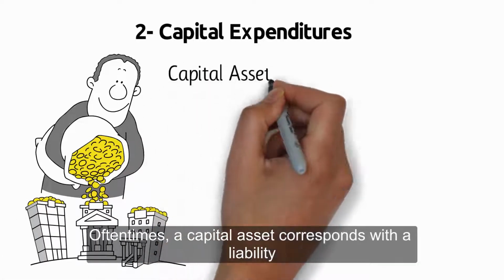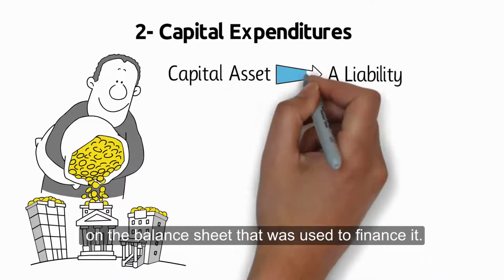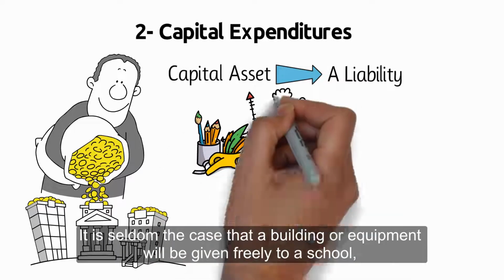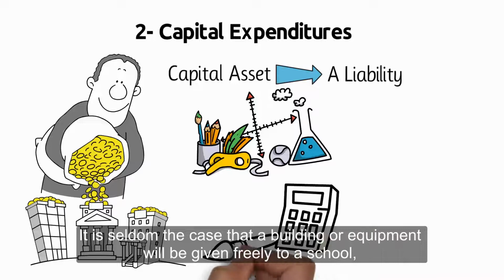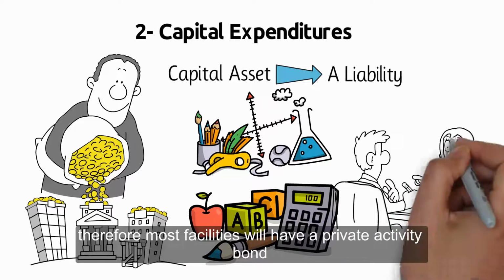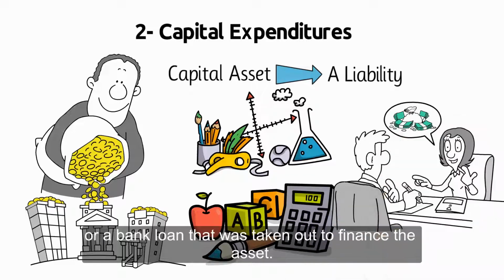Oftentimes, a capital asset corresponds with a liability on the balance sheet that was used to finance it. It is seldom the case that a building or equipment will be given freely to a school. Therefore, most facilities will have a private activity bond or a bank loan that was taken out to finance the asset.